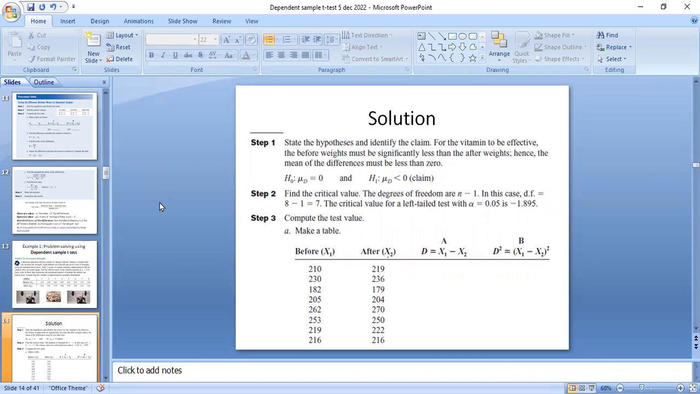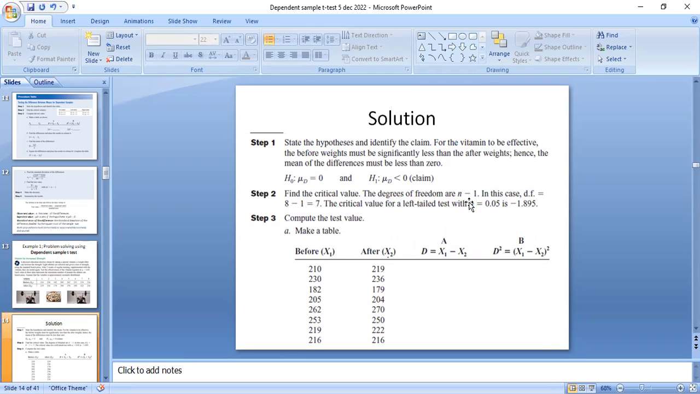And in the second step, we will find the critical value. For a critical value, we need the degree of freedom. We find the degree of freedom by subtracting 1 from the sample size. In this case, as the sample size is 8, we subtract 1 and our degree of freedom will be 7. The critical value for the left tail test with alpha 0.05 is minus 1.895.